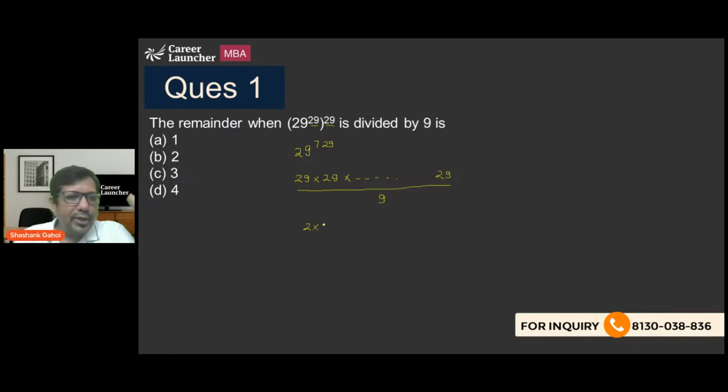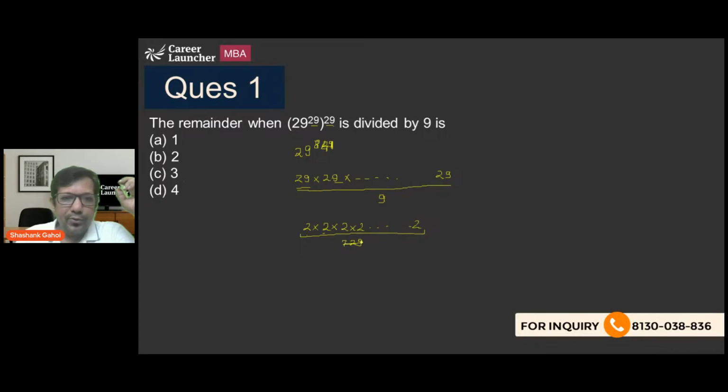29 divided by 9, remainder is what? 2. So basically, if numbers are being multiplied, remainders will also be multiplied. And how many times I'm going to get? 29 into 29 is not 729, it is 841. That's my bad. So that is 841.